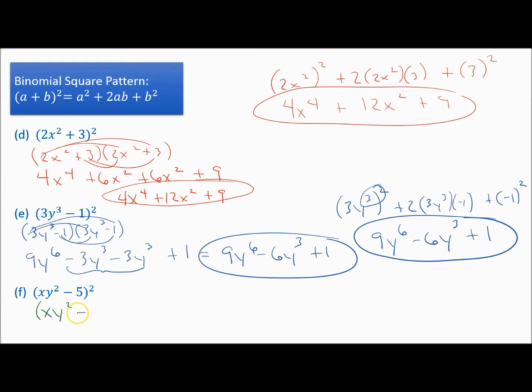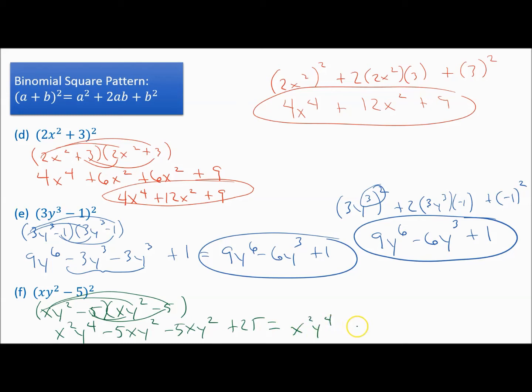xy squared minus 5 times xy squared minus 5. xy squared times xy squared is x squared y to the 4th. Remember, add those exponents. xy squared times negative 5 is negative 5xy squared. Negative 5 times xy squared is negative 5xy squared. Negative 5 times negative 5 is plus 25. Okay, when I add like terms, that gives me x squared y to the 4th minus 10xy squared plus 25.